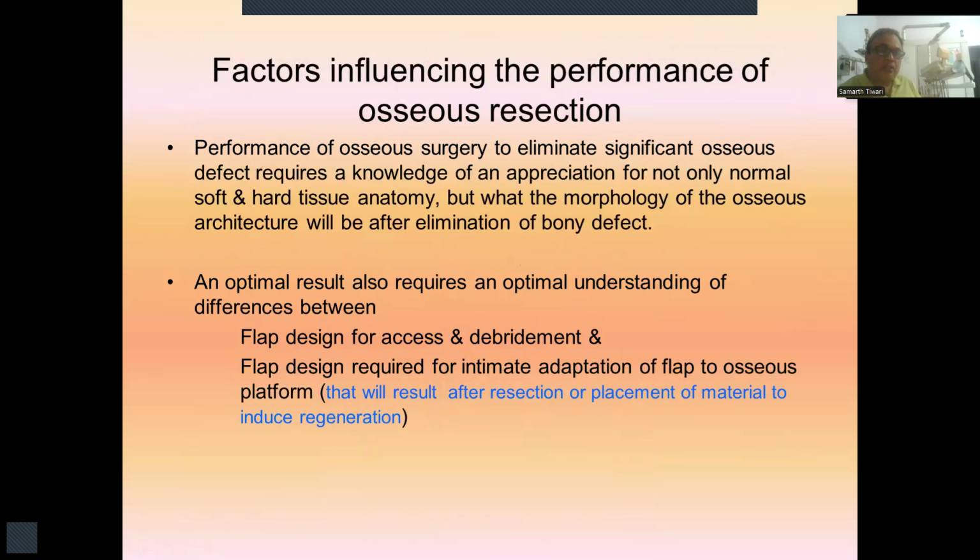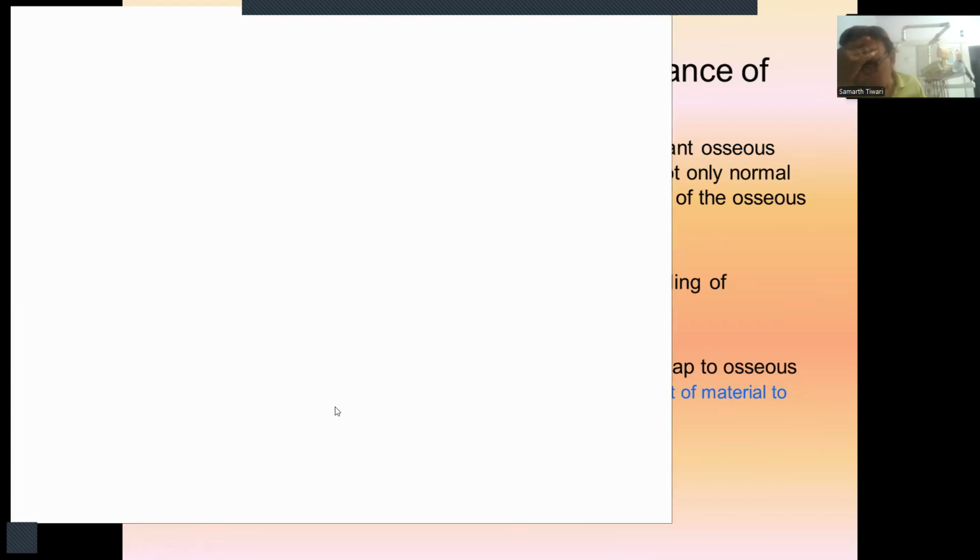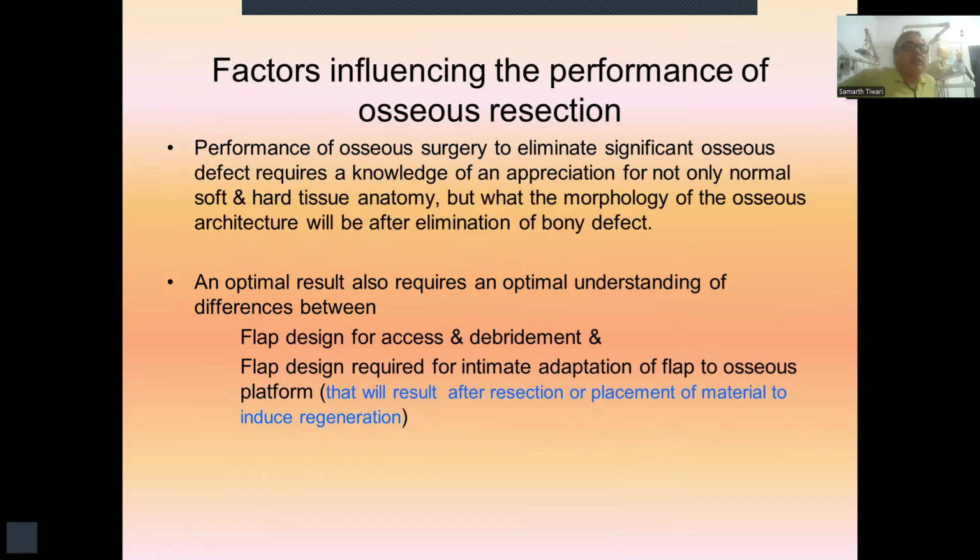Factors influencing performance of osseous resection. Performance of osseous surgery to eliminate significant osseous defects requires knowledge and appreciation of not only normal soft and hard tissue anatomy, but also what the morphology of the osseous architecture will be after elimination of the bony defect. An optimal result also requires an understanding of the differences between flap design for access and debridement and flap design required for intimate adaptation of the flap to the osseous platform.